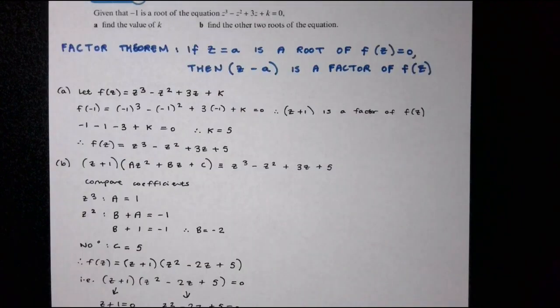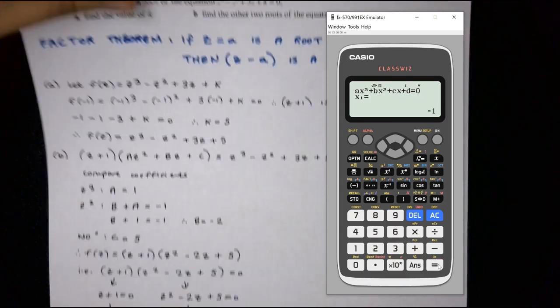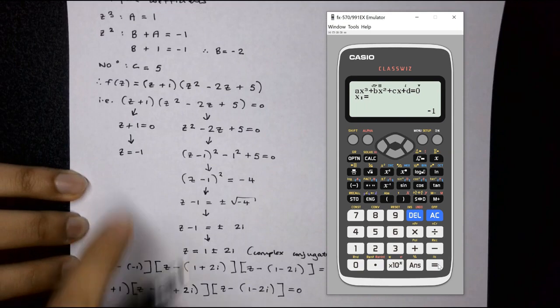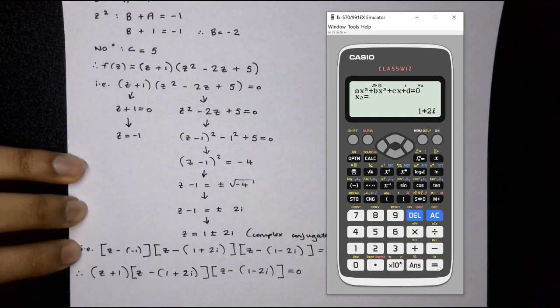Of course, on our calculator we can confirm whether our results are correct or not. We go to the equation solver. We have a polynomial of degree 3. We type in our coefficients. We have 1z cubed minus 1z squared plus 3z plus 5, and all of this is equal to 0. So indeed, you can see here we get a solution of minus 1. We get another solution of 1 plus 2i and another solution of 1 minus 2i.